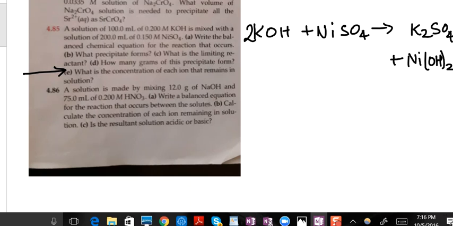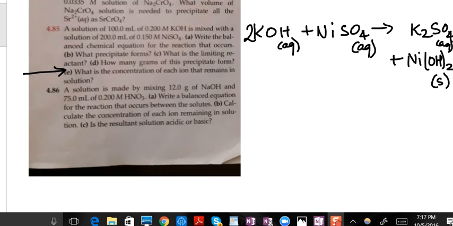Let's quickly also write the states of matter. All potassium salts are soluble, aqueous. Most sulfates are soluble, and nickel isn't one of the exceptions, so aqueous. All potassium salts are soluble, again aqueous, and nickel hydroxide is a solid because most hydroxides are precipitates if they're not salts of alkali metals.